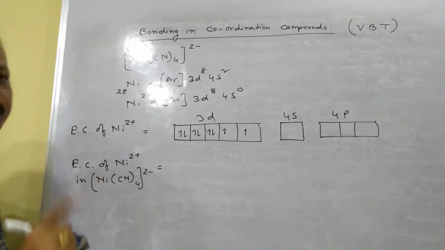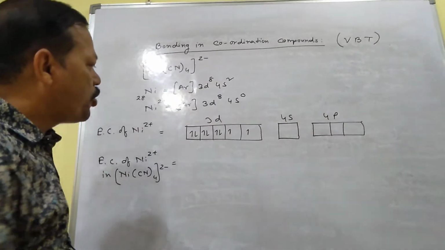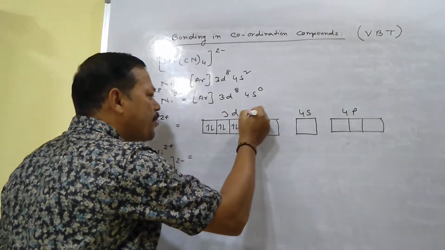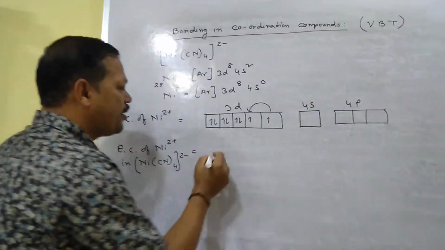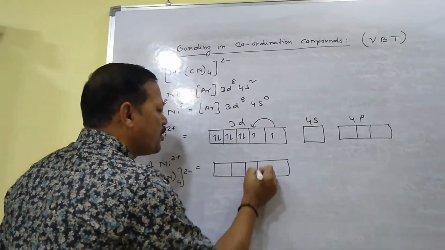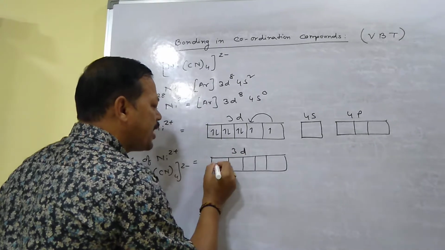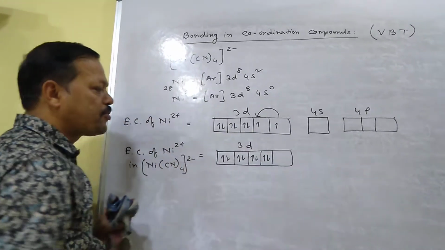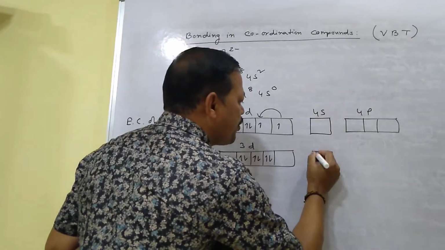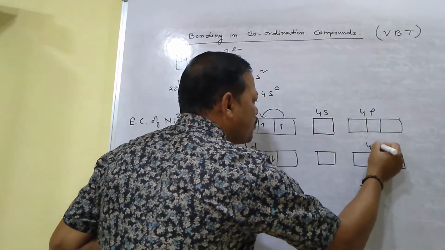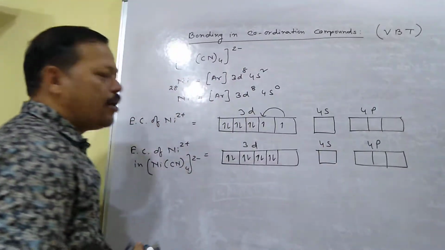Since, as I have told you, cyanide is a strong ligand, if some unpaired electrons are present, they undergo pairing, so this electron will come towards it to get paired. So after pairing, due to the presence of a strong ligand, the 3d configuration becomes like this. This 3d orbital becomes vacant. This is 4s, this is 4p. Now see the ligands.